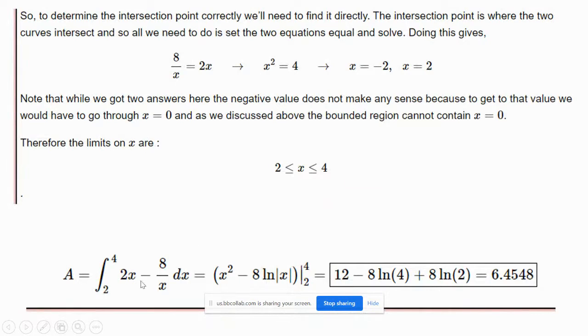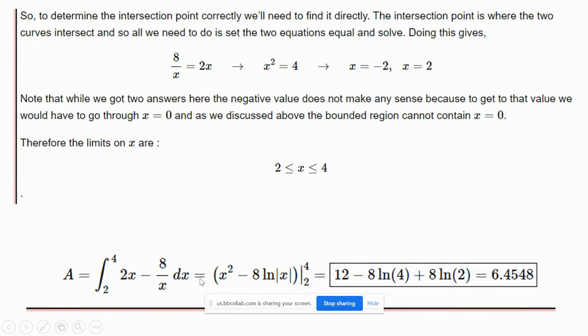Okay, and we knew that the function 2x was on top of the other one because of our graph, so the area is going to be the integral from 2 to 4 of 2x minus 8 over x dx, the top function minus the bottom function. Now, when I integrate 2x, I get x squared. This minus sign is this minus sign, and I can pull the 8 through the integral. But then the integral of 1 over x dx, you should know, is the natural logarithm of the absolute value of x. And I'm going to be evaluating this at 4 and 2.